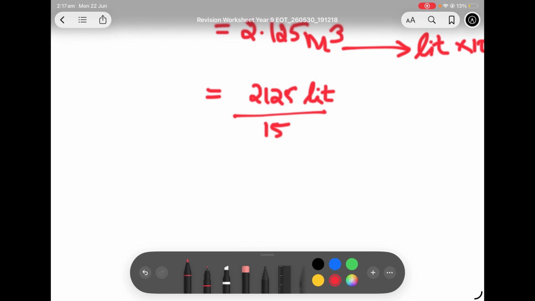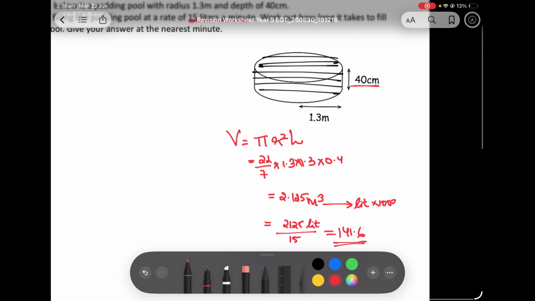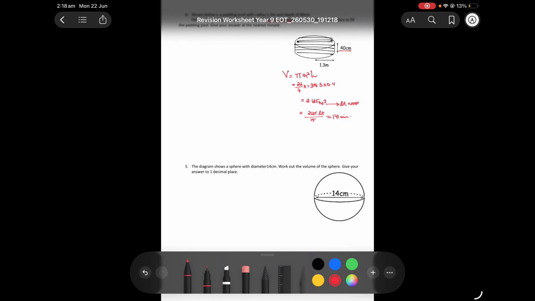That turns out as 141.6 would be the value. What is it asking me about? Nearest minute. 141 minutes would be the answer here, or 142 minutes would be enough for me to fill the shape in.